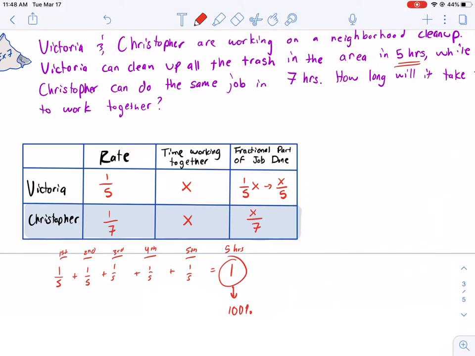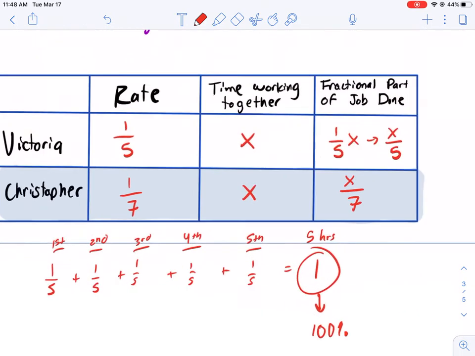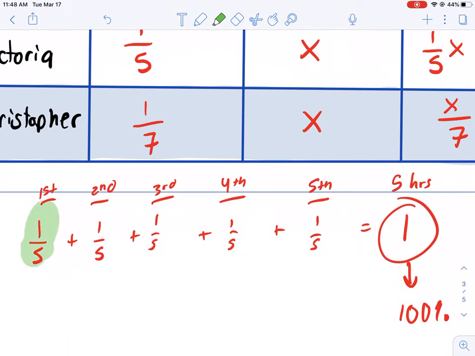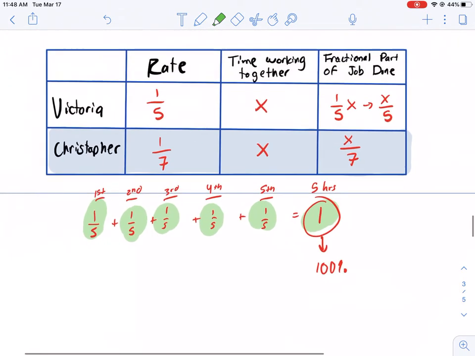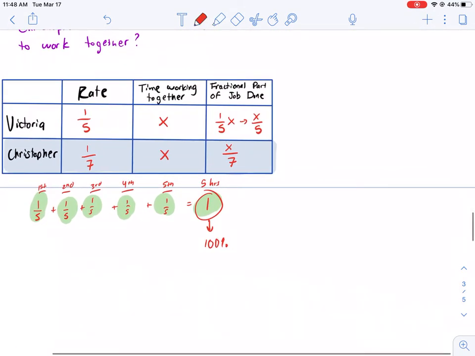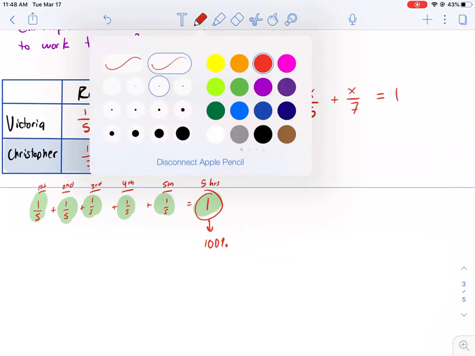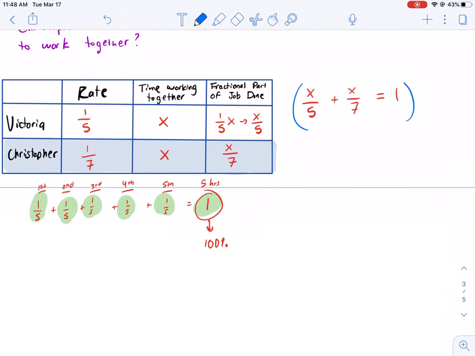Now, how do we write that they work together and complete the job? Well, we already said we were going to add up the fractions of each hour, and whatever we get, it needs to add up to equal 1. But what if we don't know how many hours it takes? That's okay. What we're going to do is set up a fraction. This is Victoria's contributions for an unknown period of time. This is Christopher's contributions, and we want to see when they are done. We want it to equal 1. So how do we do this? Well, we just need to get rid of the denominator by multiplying by the least common multiple. So what do 5 and 7 both go into? 35. So multiply everything by 35.